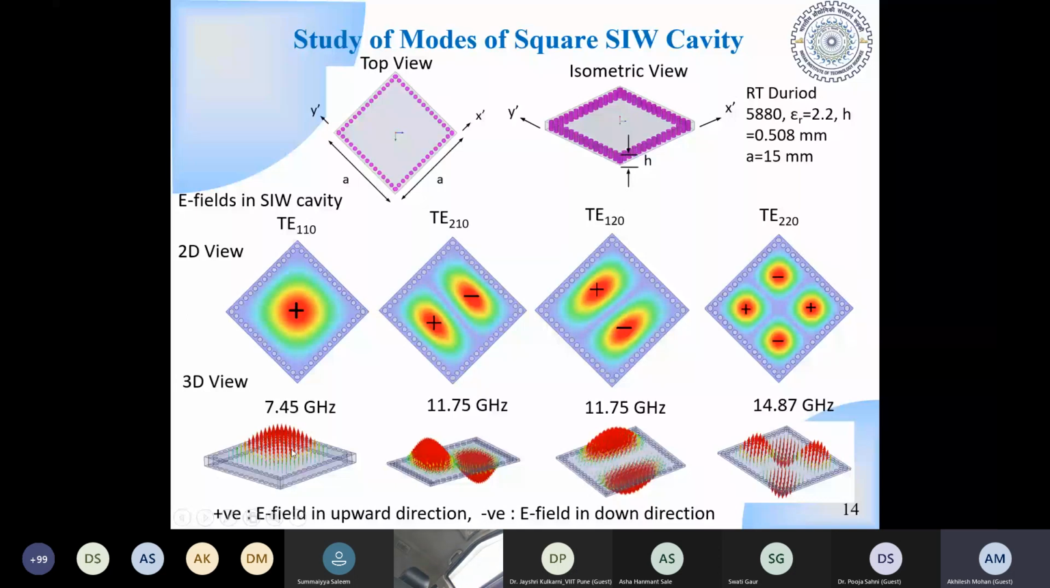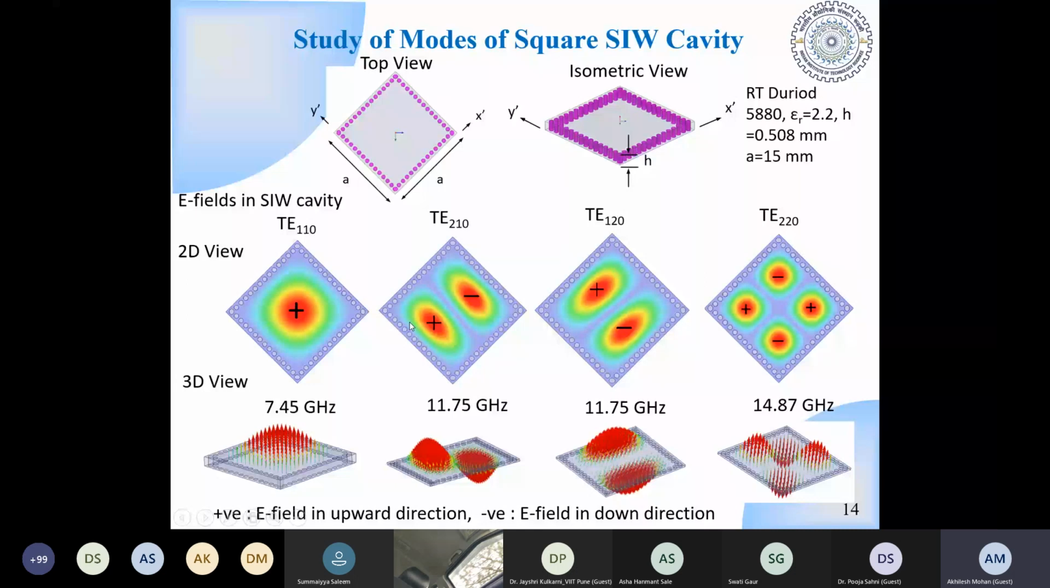Basically, TE110 means indices 1, 1, 0, that is M, N and P. The first index shows the number of half wavelength variations in the X direction. The second index shows the number of half wavelength variations in the y direction. The third index shows the number of half wavelength variations in the z direction. In all the modes, you can see the number of variations in the z direction is zero, because we assume the thickness is very small compared to the x and y dimensions. So the fields will be nearly constant in the z direction. That is why we have zero.